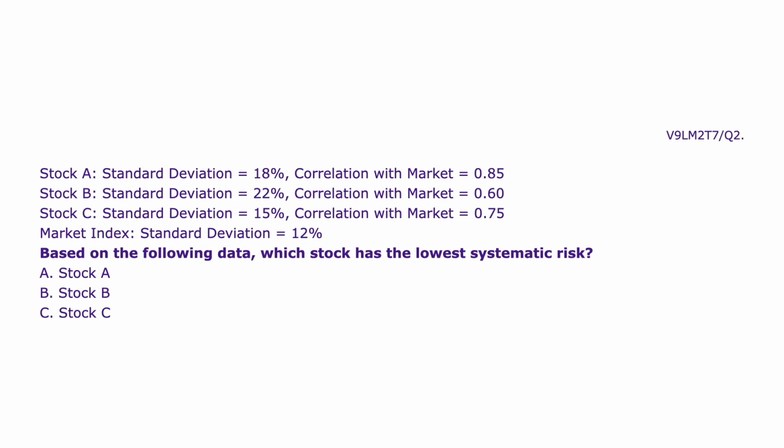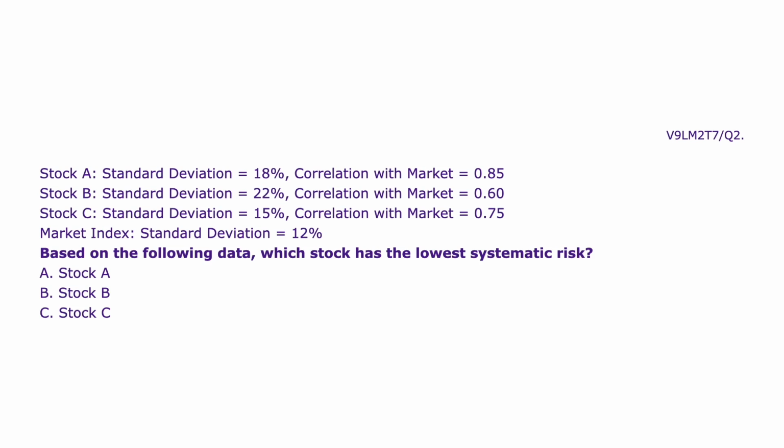Stock A, standard deviation equals 18%, correlation with market equals 0.85. Stock B, standard deviation equals 22%, correlation with market equals 0.60. Stock C, standard deviation equals 15%, correlation with market equals 0.75. Market index, standard deviation equals 12%.